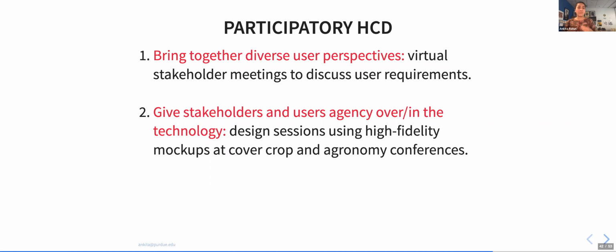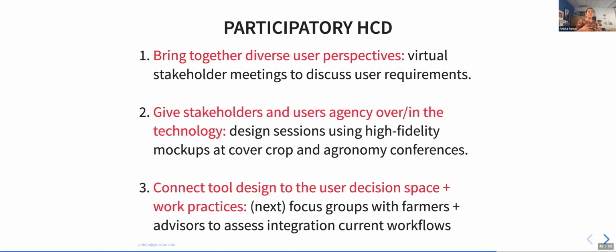So again, we're trying to give people agency in the design of the technology itself. And then the last thing that we're trying to do now, especially as our first tool has been rolled out, is think a little more deeply about how to connect that tool design back to the user decision space and work practices, right? This is how people are currently using cover crop data to make decisions.